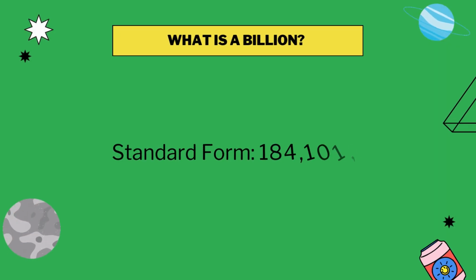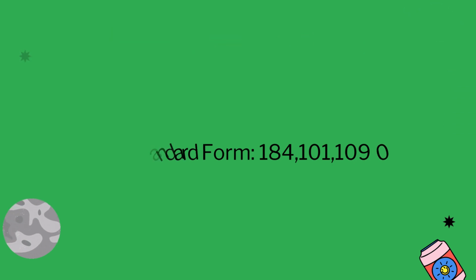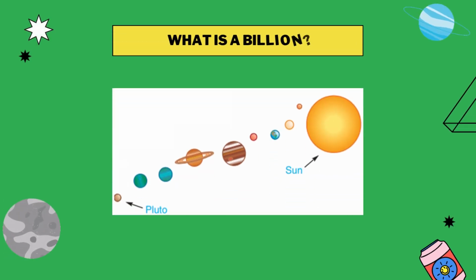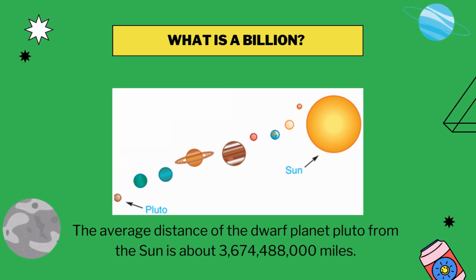What is a billion? As you can see in the previous example, in 100 millions there were total 9 digits. So if I add one more digit, we can make a number to a billion. For example, the average distance of the dwarf planet Pluto from the Sun is about 3,674,488,000 miles.